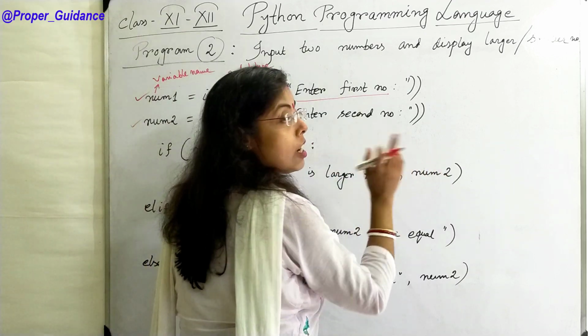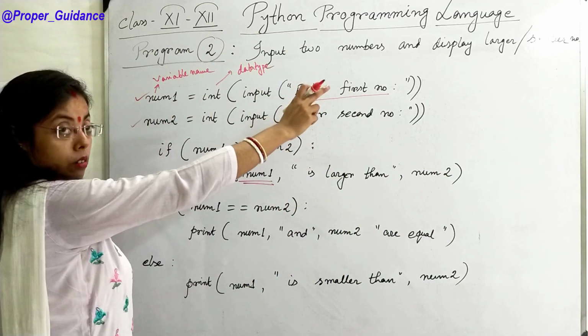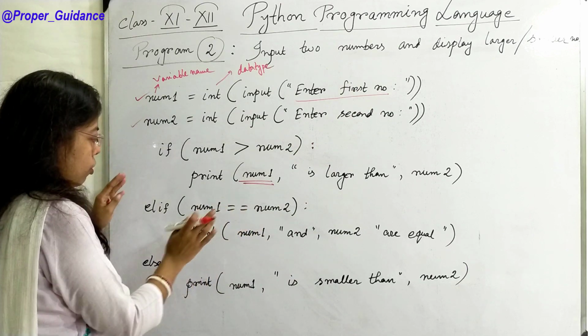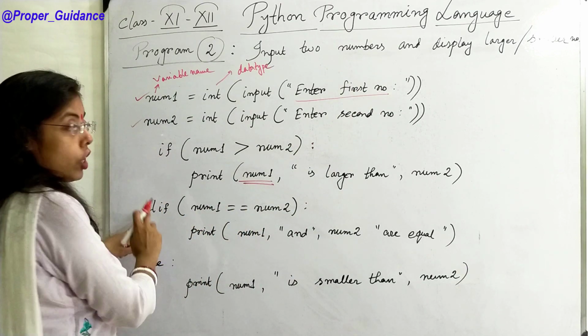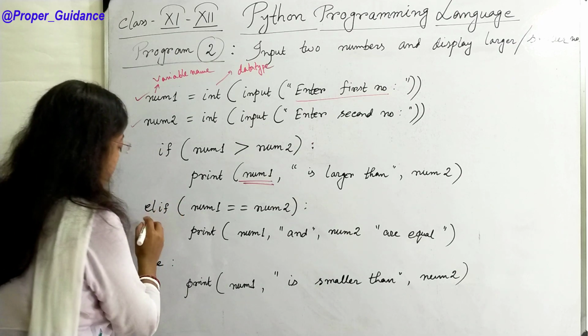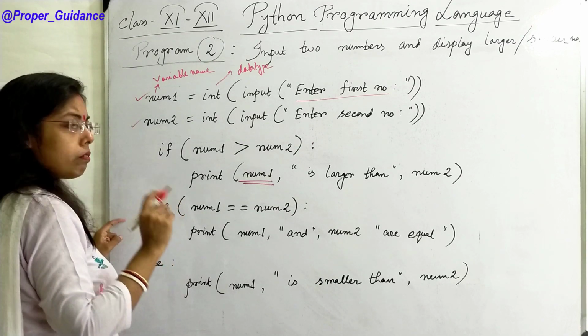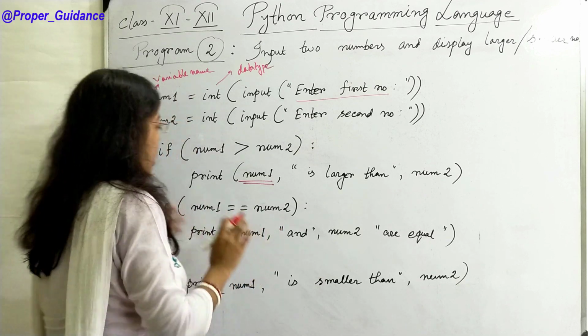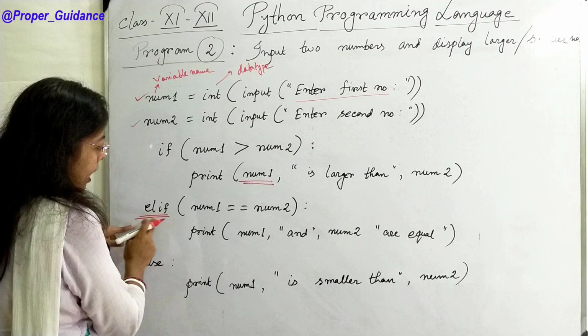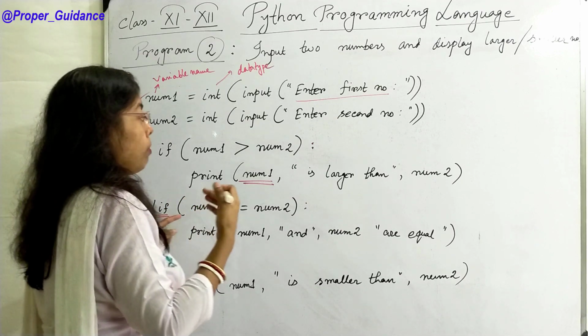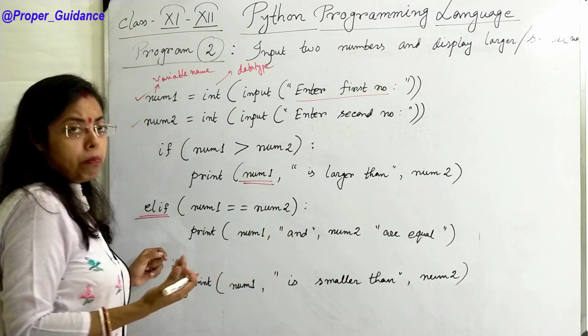Num1 is larger than num2. I must write down the output there, but first you just understand. If, next else if. Here we write elif. We know the if-else structure, but for the Python programming language, it is followed like this: elif. What are the conditions that may happen?